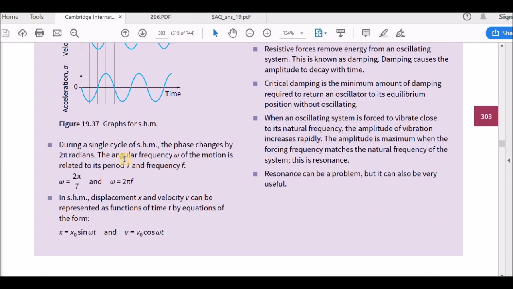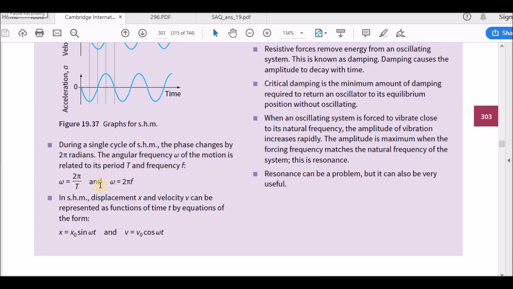Okay, so during a single cycle of simple harmonic motion, the phase changes by 2 pi radians. So the angular frequency omega of the motion is related to its period T and frequency f: omega equals 2 pi f. So 2 pi for 1, so if there are f cycles, then 2 pi f. We saw this earlier when we were learning about angular frequency.